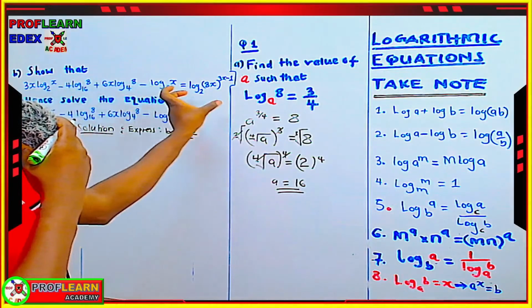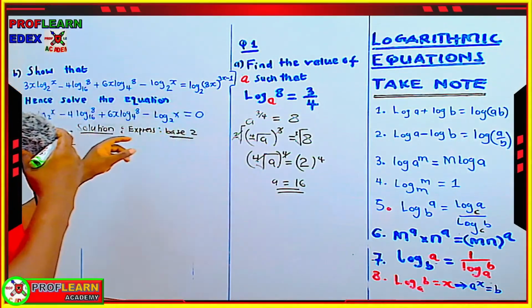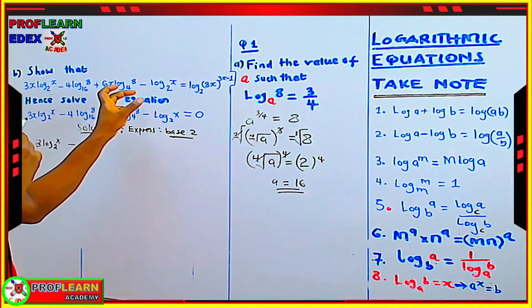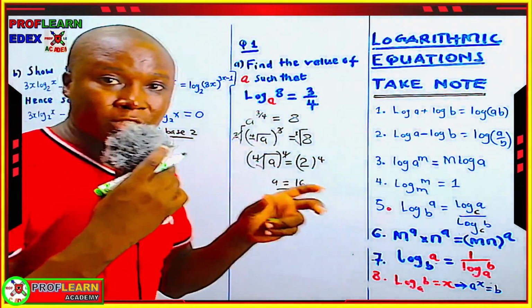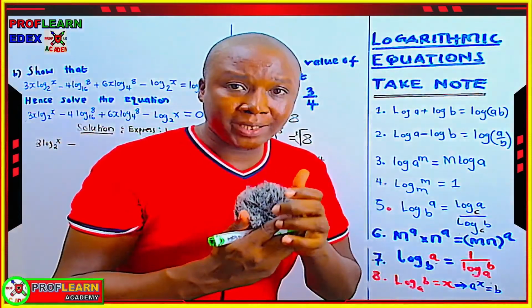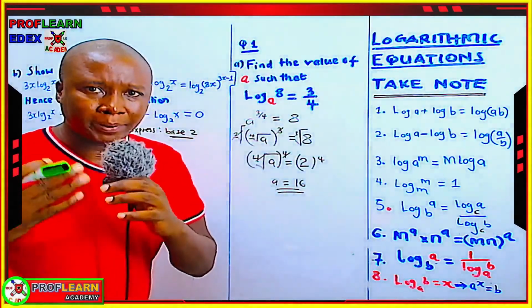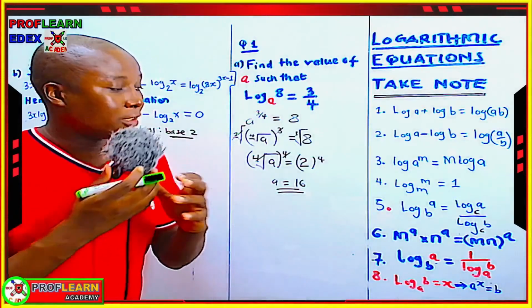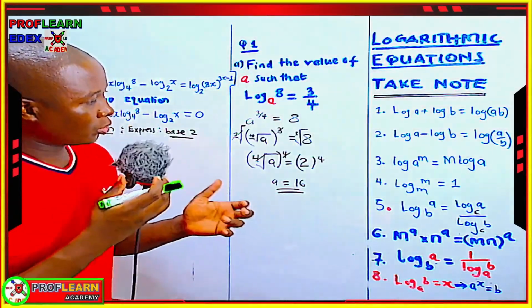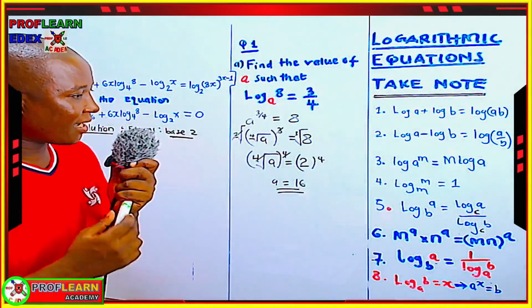So whatever we have on the left hand side, we are going to express to the base of 2. And if you have different bases, you can express them to the base you want. And to do that, which rule are you going to use? You are going to use rule number 5.